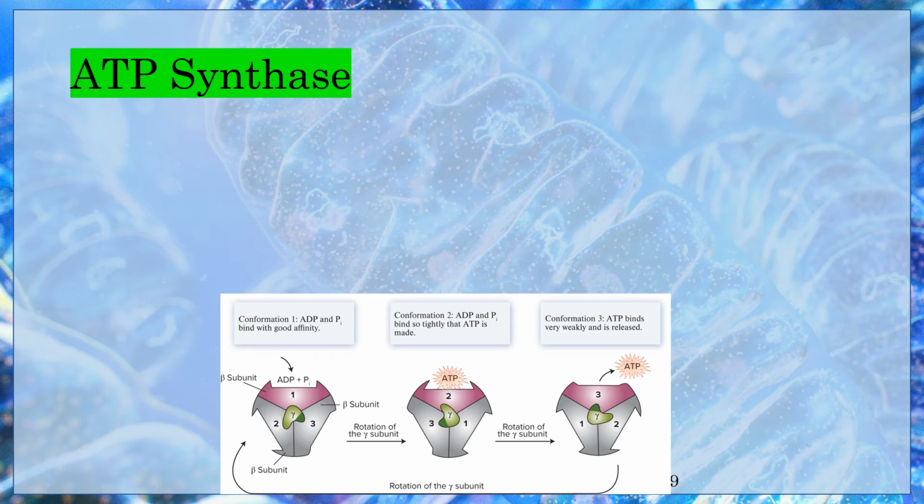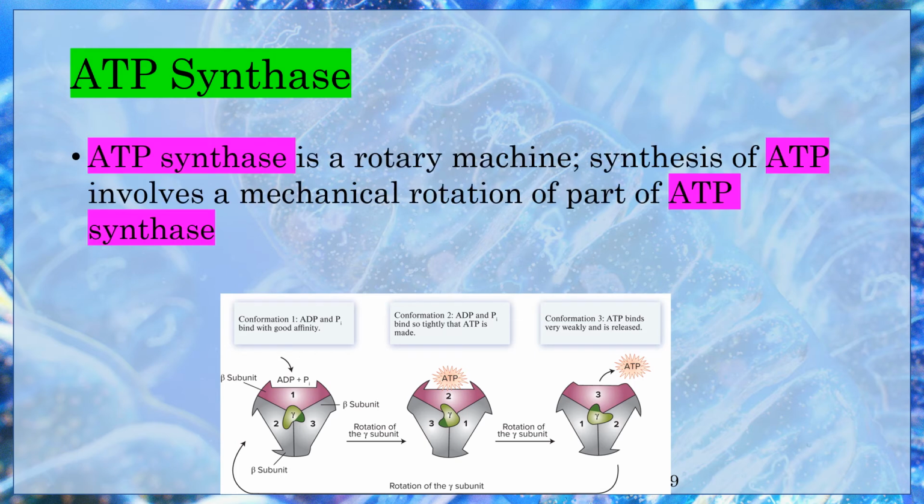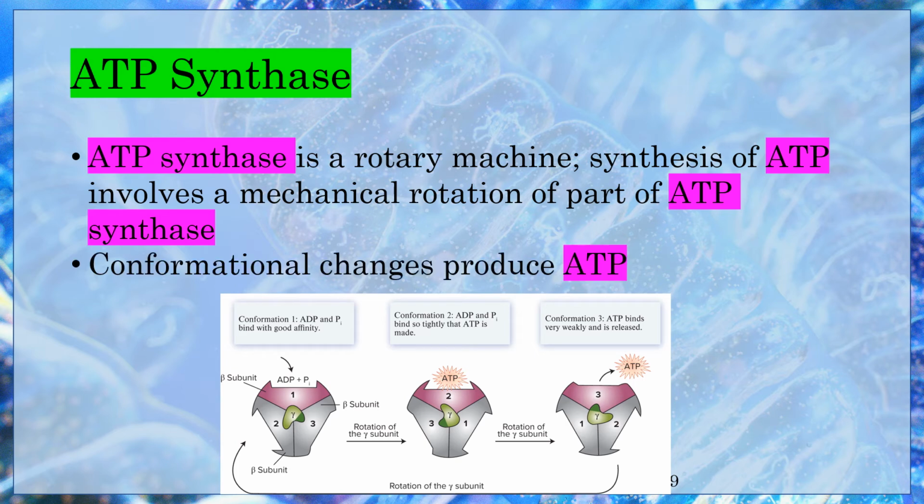With ATP synthase, okay, the ATP synthase is a rotary machine. The synthesis of ATP involves the mechanical rotation of part of that ATP synthase. So its conformational changes produce that ATP.